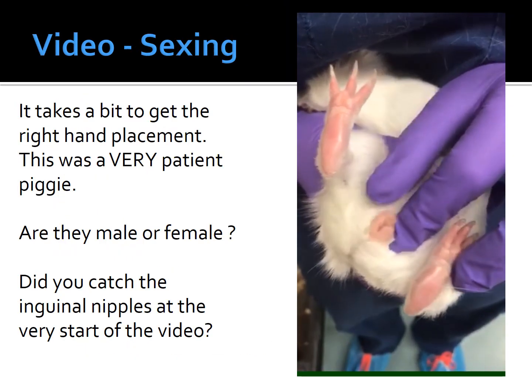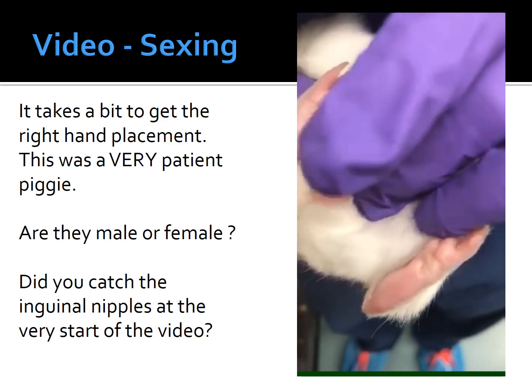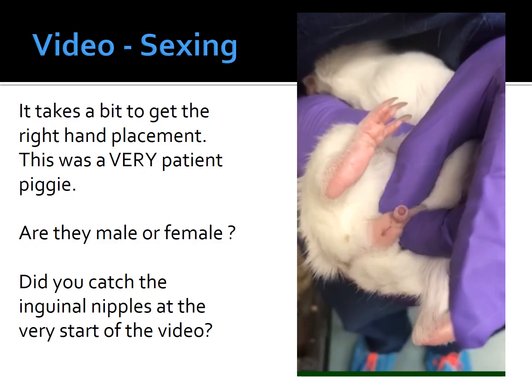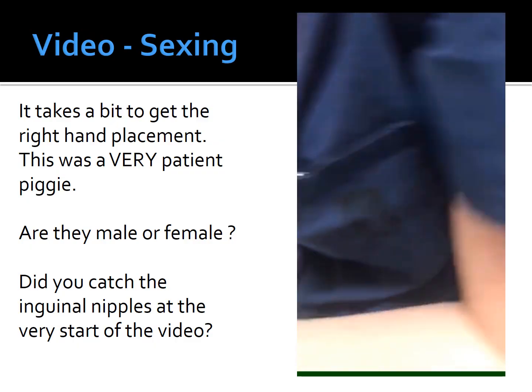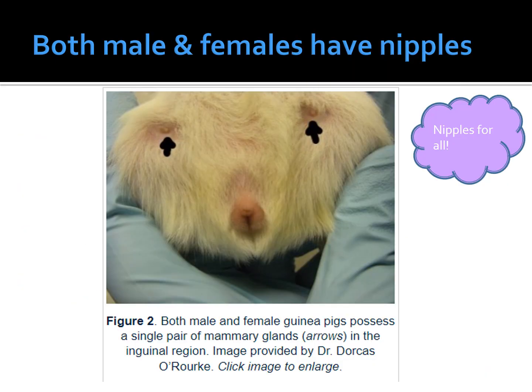So I wanted to show you how to sex. I'm hoping that the sound is off on this. I want you to notice that it takes a little bit of work to get the animal into the right spot so that you can protrude that penis. You'll want to see if this animal is male or female and see if you can see the inguinal nipples at the very start of the video. There's the little penis, so this would be a male. And you can see the inguinal, well, right as the vet turned around, you could see the inguinal nipples. Can't say this enough, nipples for all.